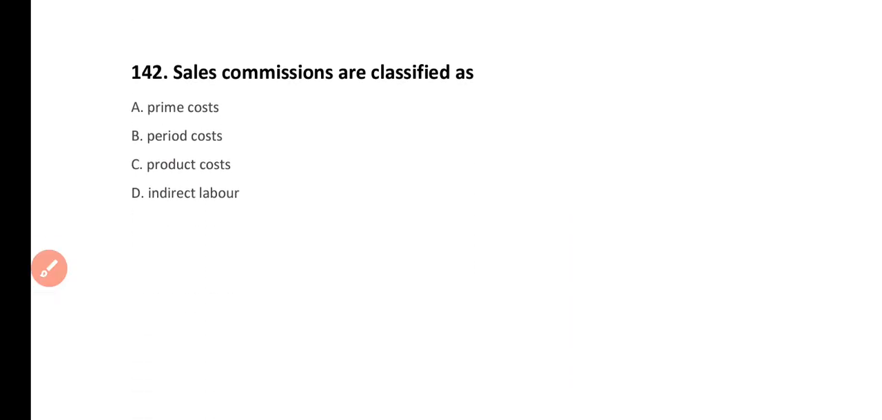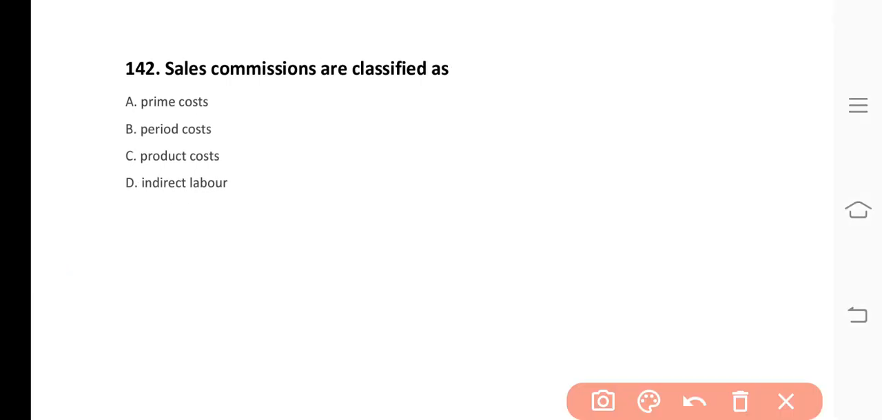MCQ number 142. Sales commissions are classified as prime cost, period cost, product cost, indirect cost. So the correct option is option B, period cost.